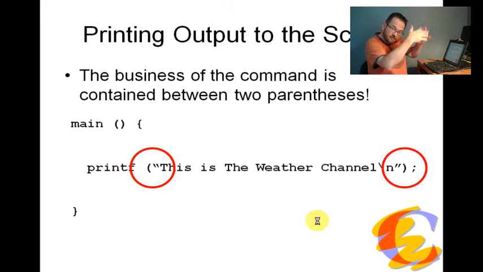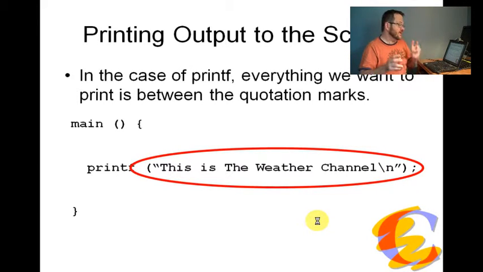So here we have this pair of parentheses. There's got to be a pair, an open one and a closing one, and inside of it is what's going to be happening. Printf needs to know what it should be printing. The simplest way to use it is to put the things you want to print in quotation marks between those parentheses. So like, I put a quotation mark, "This is the weather channel \n", we'll get to what the \n means in just a second, and then a quotation mark.